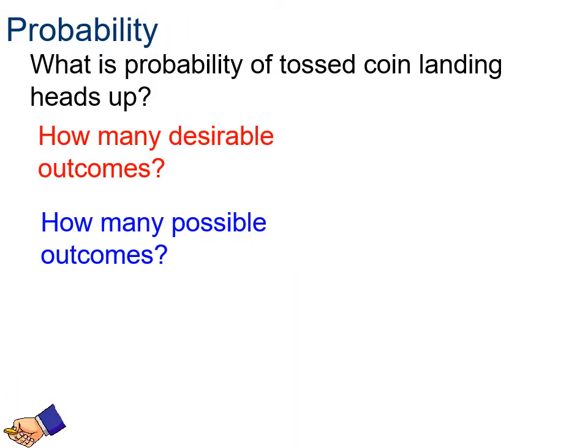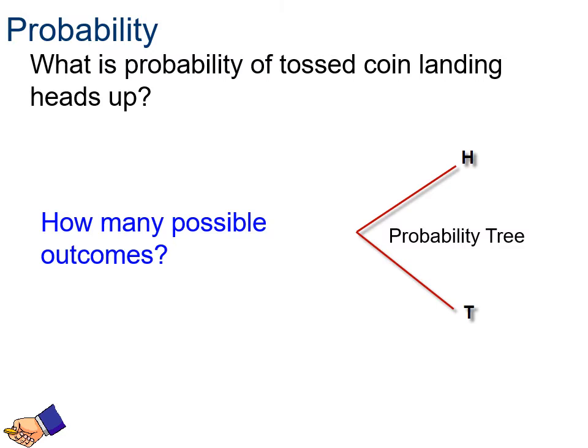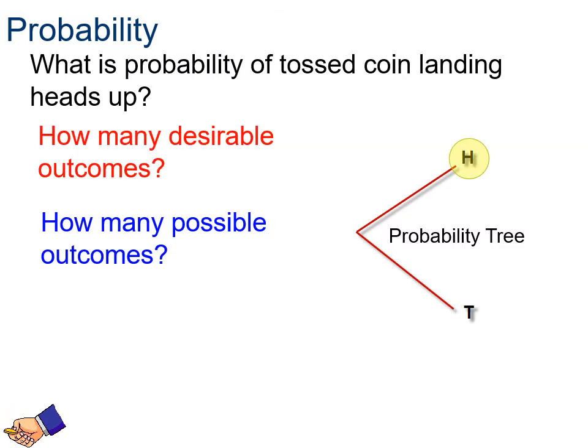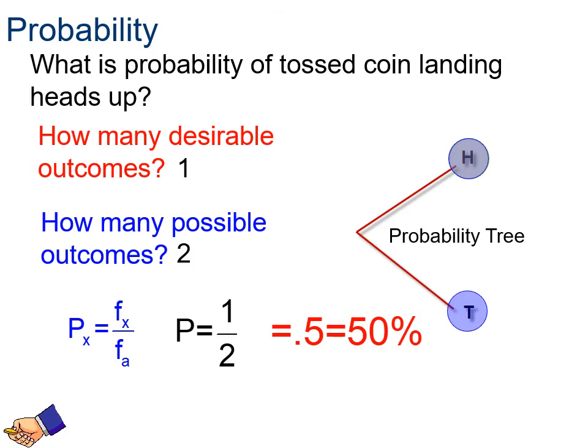What's the probability of a coin landing heads up? The exact problem that we just walked through. All right. Well, how many desirable outcomes are there? Well, desirable outcomes, there's going to be 1, right? Because there's 1 chance of heads. And how many possible outcomes? Again, we'll draw a probability tree. The number of desirable outcomes is going to be 1. All right. The possible outcomes, well, it could possibly be heads or tails, so 2. So again, we get 1 over 2. Or 0.5, or 50%.